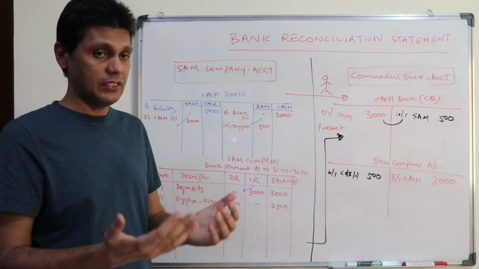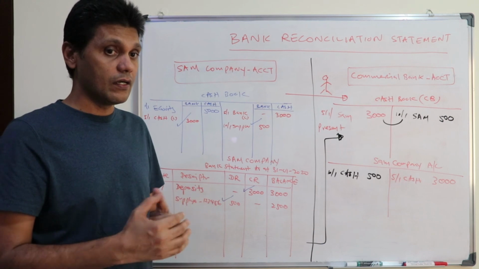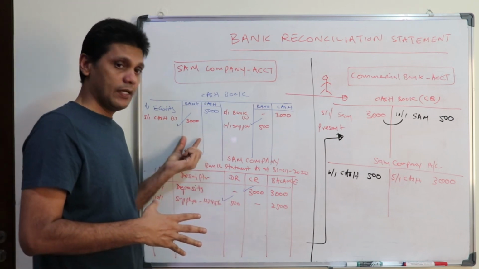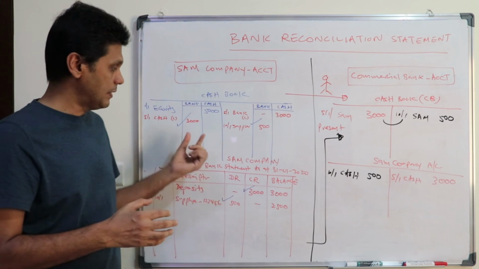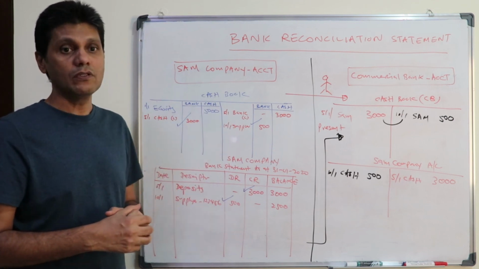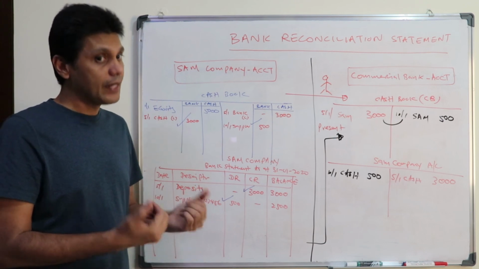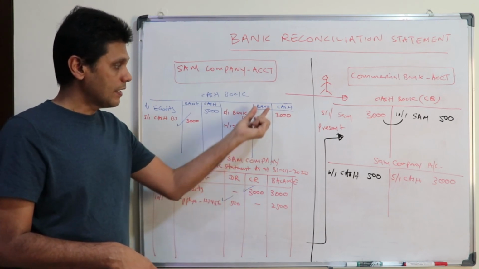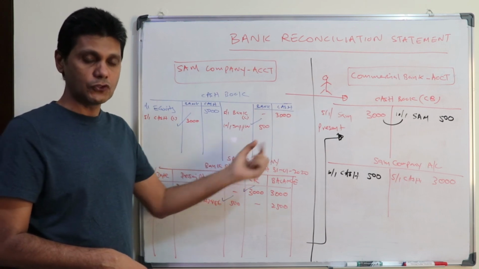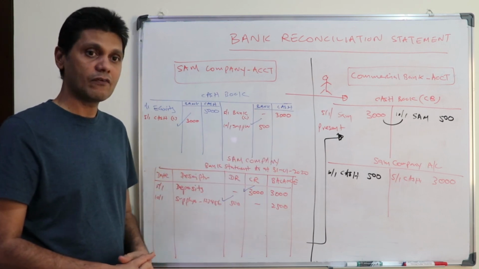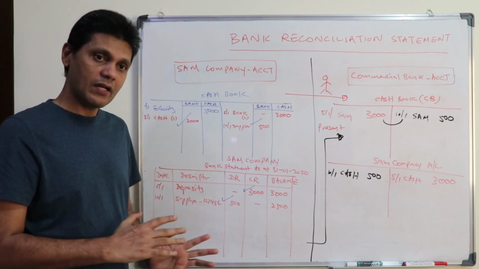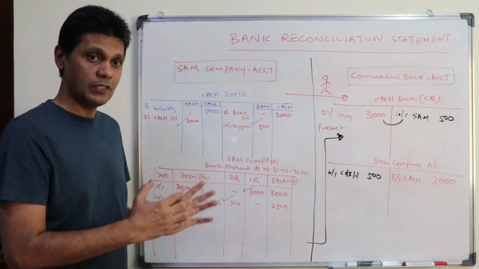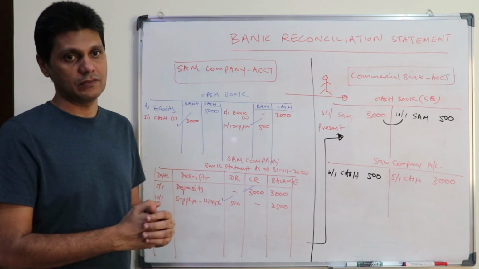Okay, so when you prepare the reconciliation, what should you do? You should compare the debit side of the bank column in the cash book with the credit side of the bank statement. Understand? Then the credit side of the bank column in the cash book should be compared with the debit side of the bank statement. If you understand this concept, it's very easy. This is what you should know about the reconciliation process.